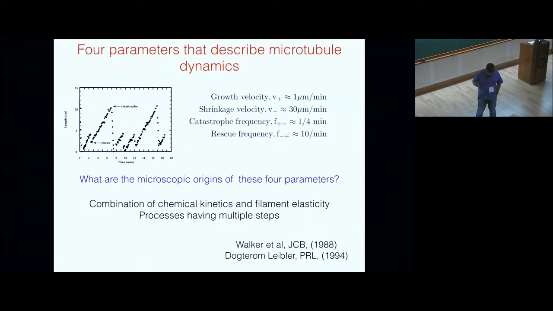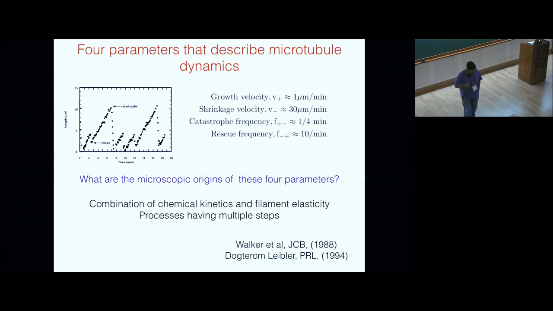Another thing we know is that experiments typically measure 4 very coarse-grained parameters for a microtubule: the growth velocity, which is the slope of this curve, and the shrinkage velocity, which is the slope of the shrinking part. There is a catastrophe frequency, which is how often the catastrophe happens, and a rescue frequency, which is how often it goes back. At least in vitro experiments measure this, and in vivo there are various other things, but these are the typical 4 parameters that experimentalists measure.